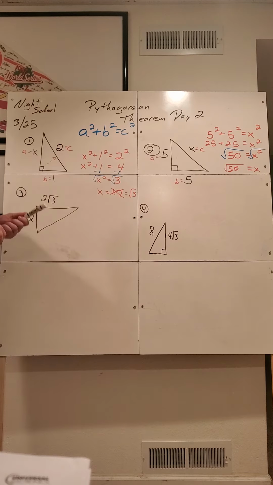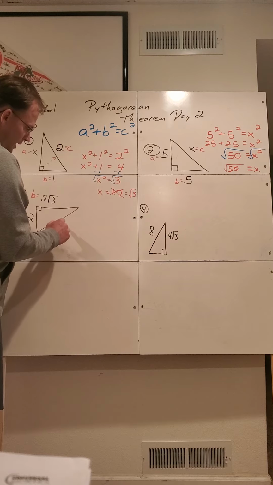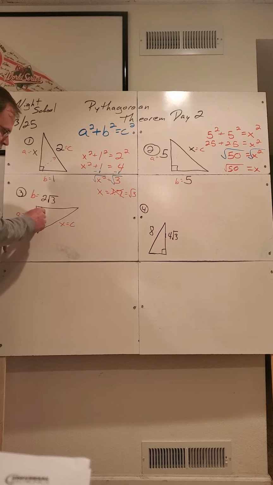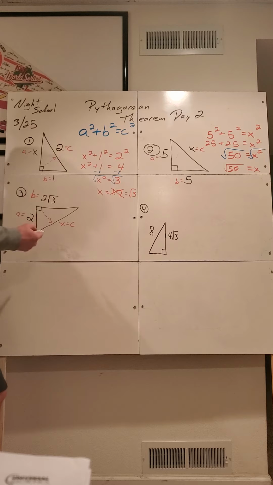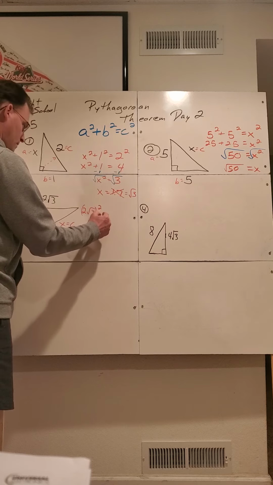Number 3, again, identify your pieces. It doesn't matter which one you call A or which one you call B. Those are interchangeable. What's important is that this is my C, my missing side. I know it's C because it's directly opposite the right angle. That makes it C. The other two don't matter. So I have 2 square root of 3 squared.